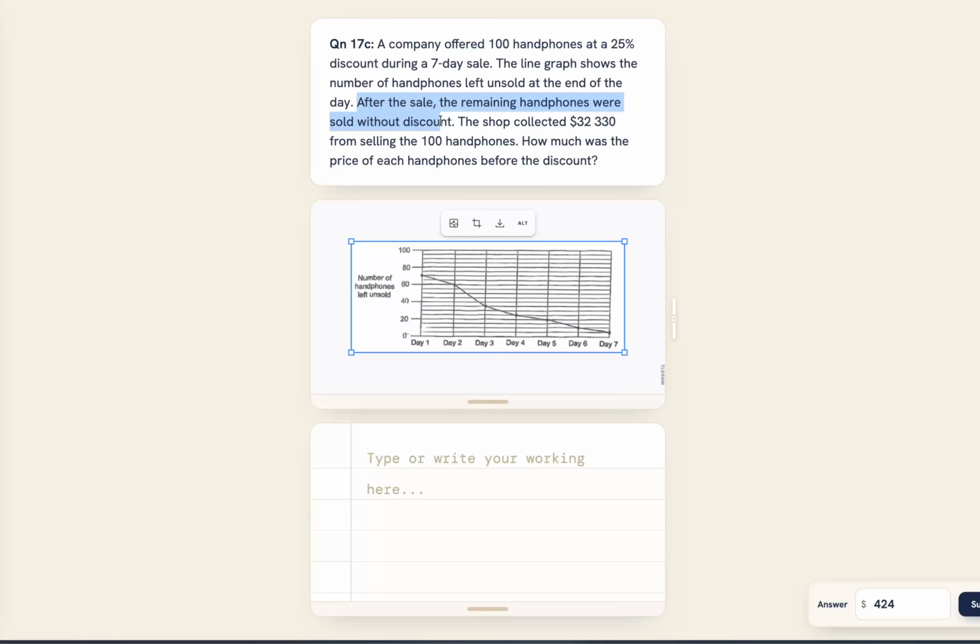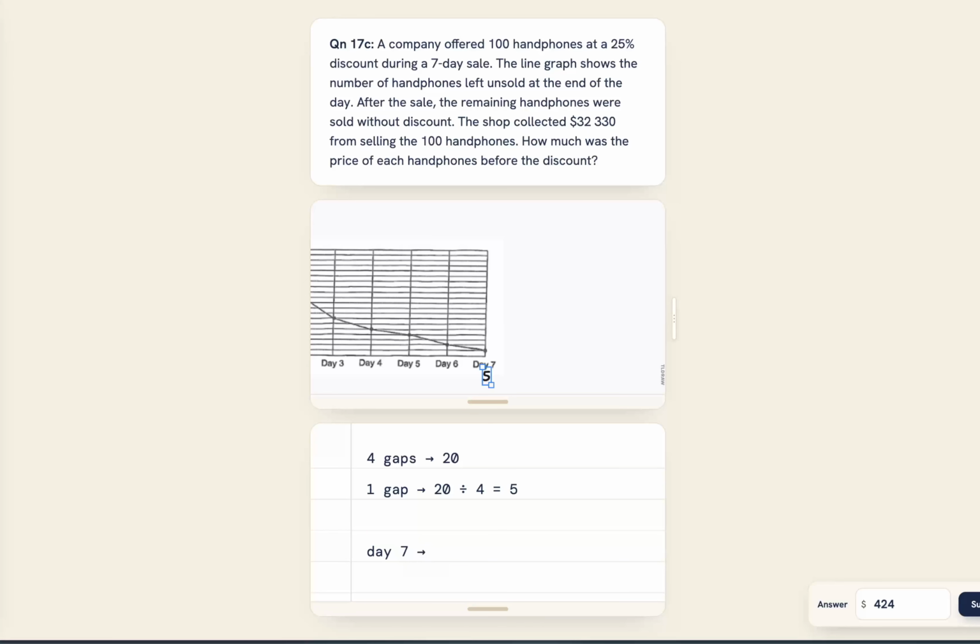After the sale, the remaining handphones were sold without discount. The shop collected $32,330 from selling 100 phones. How much was the price of each handphone before the discount? So the day 7 unsold is equal to 5. So that means total sold is basically 100 minus 5 equal to 95. So this is the total sold during the 7-day sale.